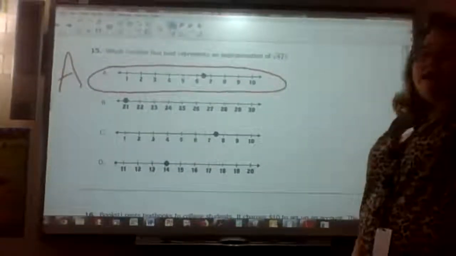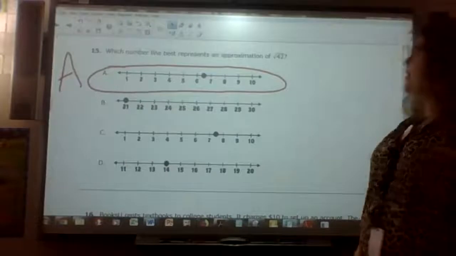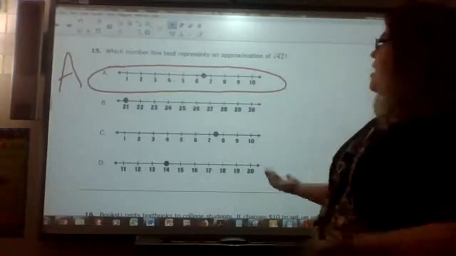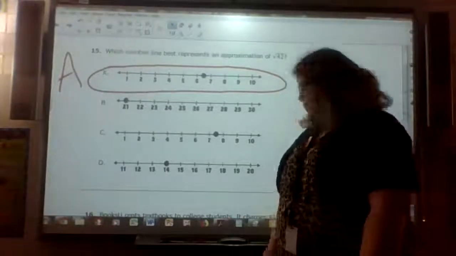Okay, so number 15, the answer was A. And it's asking which number line is the approximation of square root of 42.